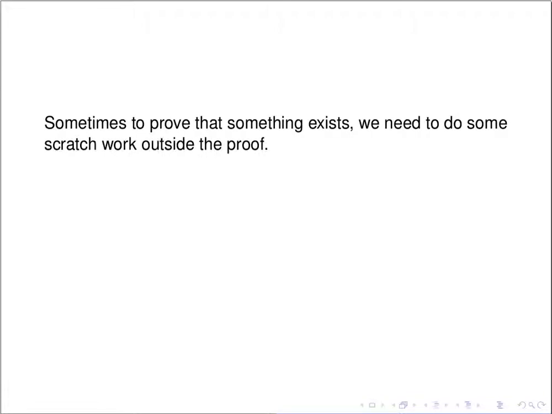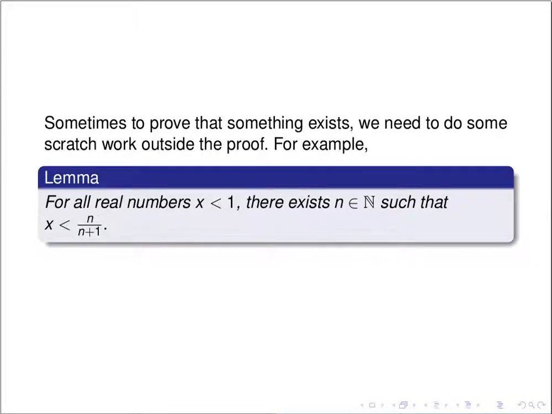Now, sometimes to prove that something exists, it's a little bit tougher. We need to do a little bit of scratch work outside of the proof to show that it exists, and we don't want to bring that scratch work into the proof. So for example, let's consider this statement. For all real numbers x less than 1, there is a natural number n so that x is less than n divided by n plus 1. So we're claiming there exists a natural number n so that x is less than n over n plus 1 if x is less than 1.